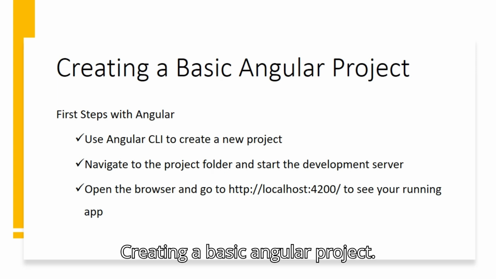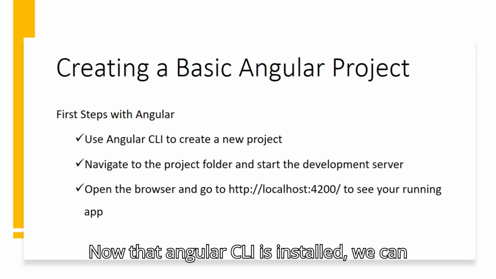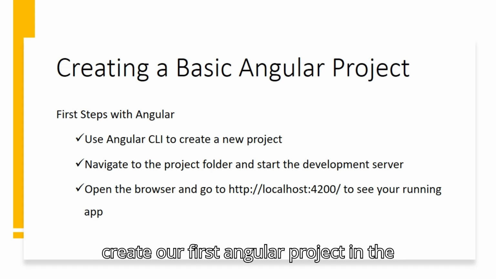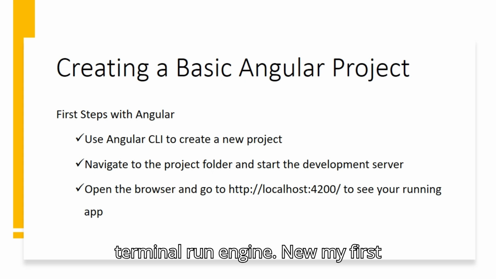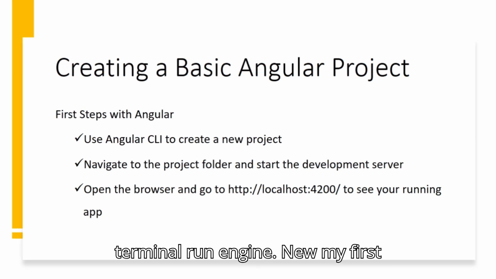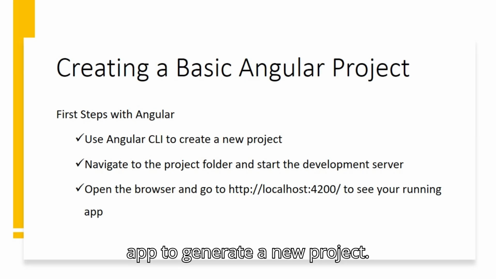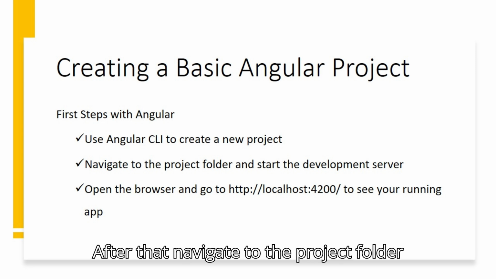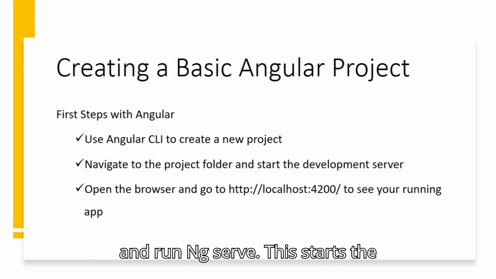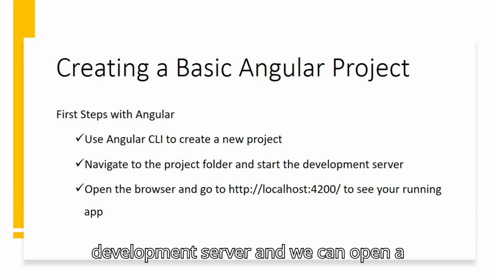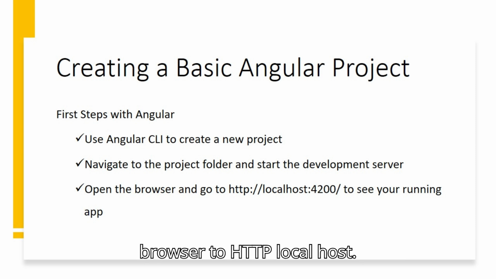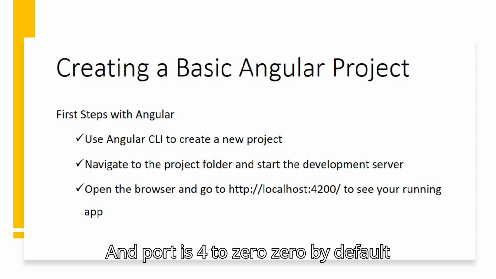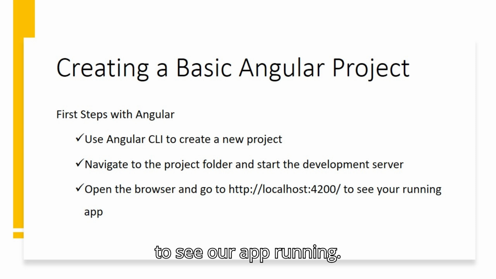Creating a basic Angular project. Now that Angular CLI is installed, we can create our first Angular project. In the terminal, run ng new my-first-app to generate a new project. After that, navigate to the project folder and run ng serve. This starts the development server, and we can open a browser to http://localhost:4200, the default port, to see our app running.